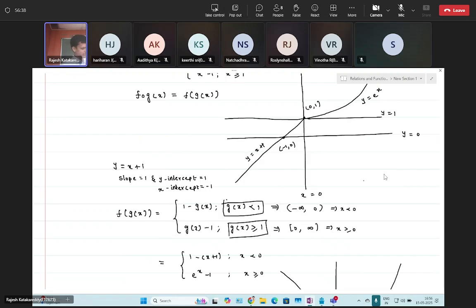Next, a similar kind of problem. 65 we will do. Same page 60, before page 60.